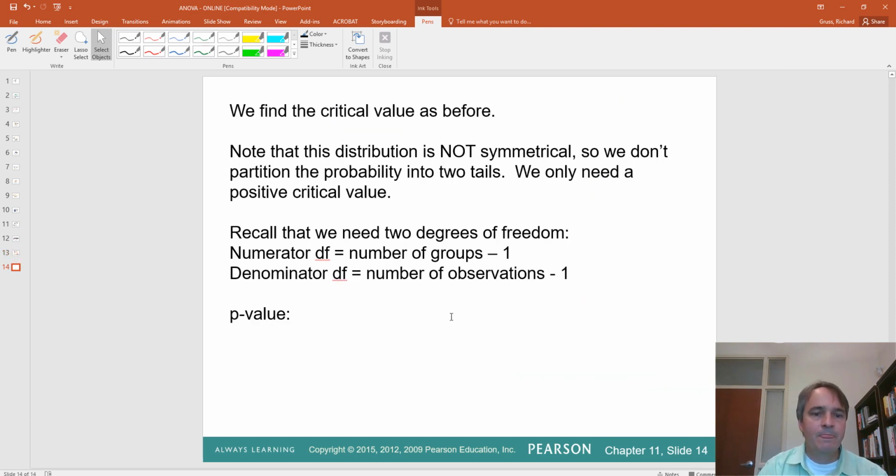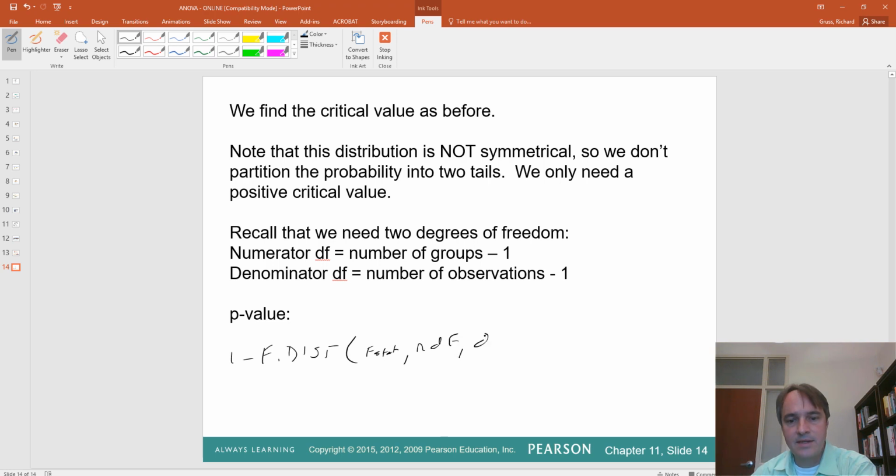This is just a reminder that the way we went about finding the p-value for this is to do F.DIST, or 1 minus F.DIST, and then we had whatever our calculated F statistic was, and then our numerator degrees of freedom and our denominator degrees of freedom.